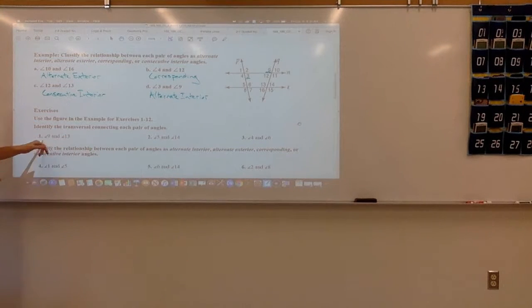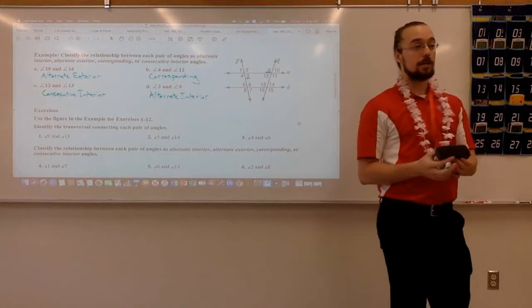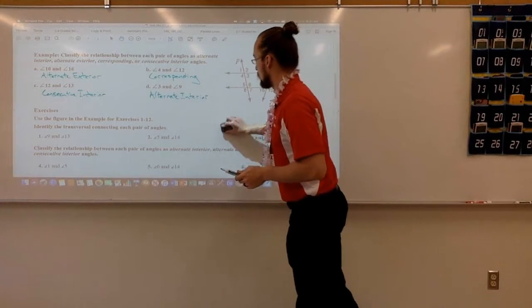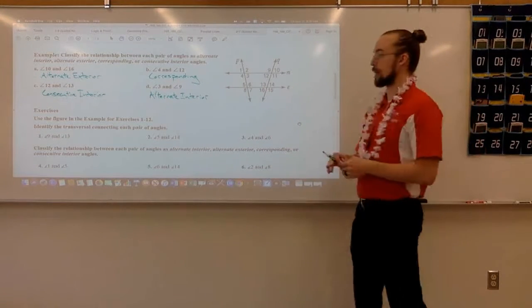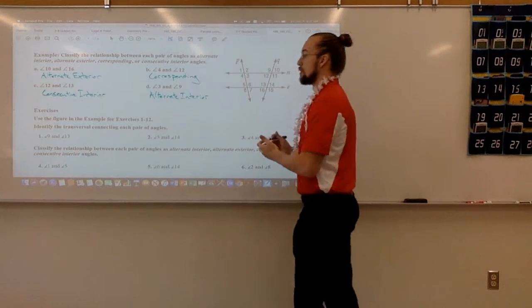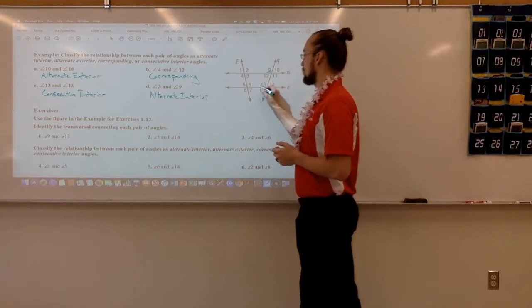Okay, so now the first 3 down here in the exercises ask you to do something slightly different. It doesn't say, give me the relationship. It says, identify the transversal that connects these two angles. Okay, so let's do at least 1 or 2 of those together, and then I'll give you guys a few minutes to practice these. So this one says, identify the transversal connecting 9 and 13.